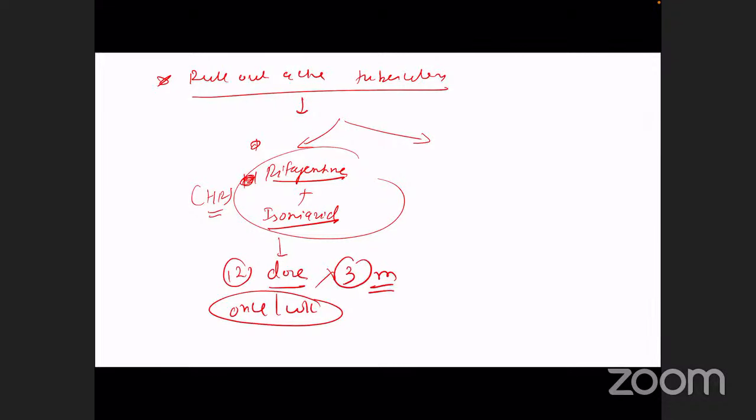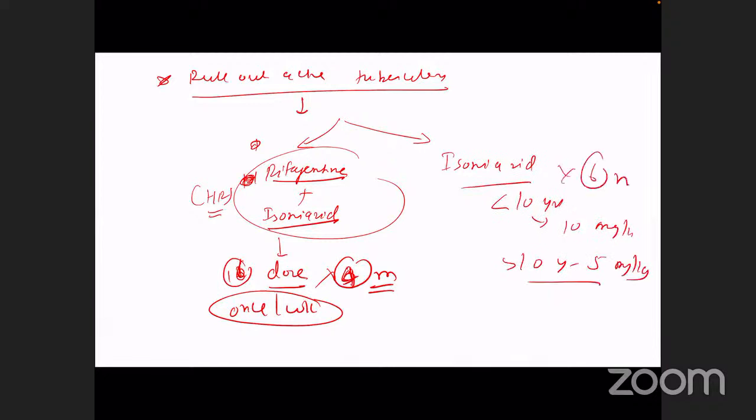It is, sorry, so not 12, it is 16 doses. It is 4 months of rifampicin plus isoniazid, or the second option is isoniazid alone. So the dose is very simple. Less than 10 years, you use 10 mg per kg. For more than 10 years, you use 5 mg per kg. Okay, and this is for 6 months.